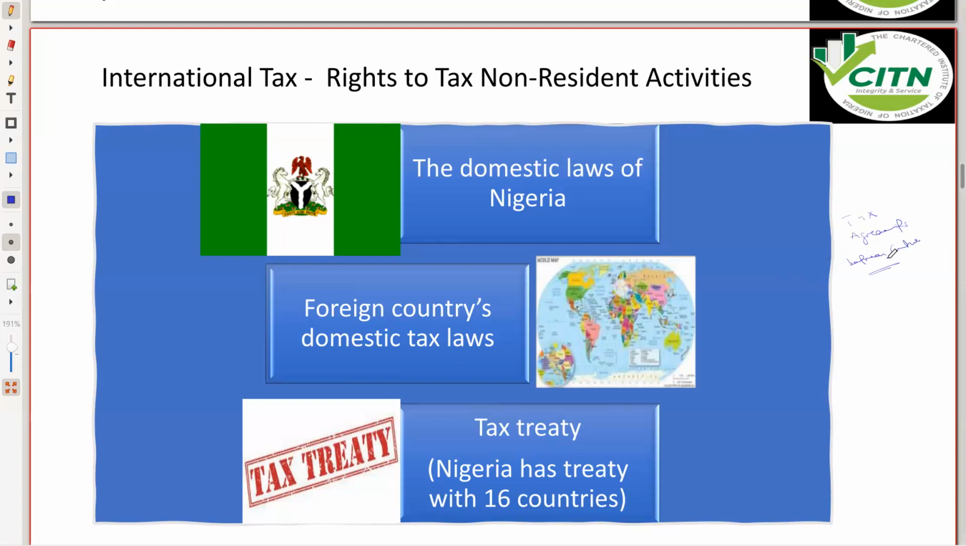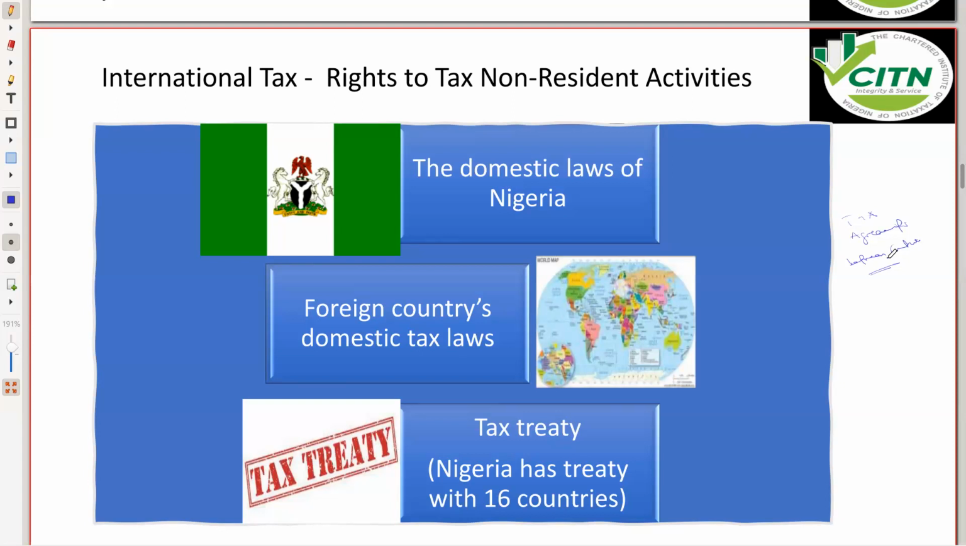So let's recap. What are the objectives? What are the primary reasons for having tax treaties? Let's see if we still remember what we discussed. What are the primary reasons for having tax treaties? Why would country A want to have a tax treaty with another country? Let's see if we can recall some of the things we've discussed thus far.